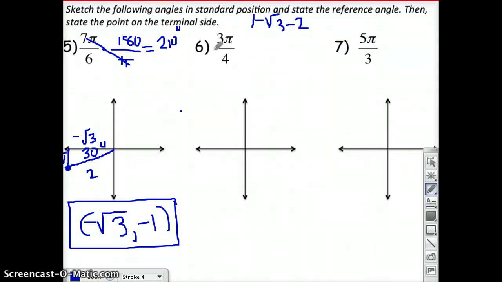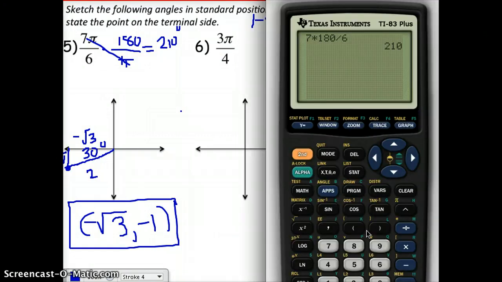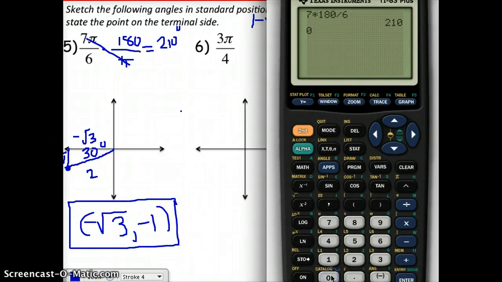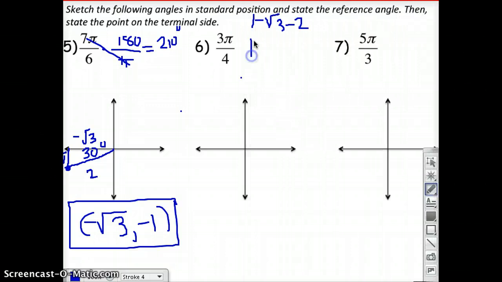Okay, why don't you try 6 and 7 on your own? You can pause it, try it, and press play when you're ready to see the answer. So convert to degrees, 3 times 180 divided by 4, 135 degrees. So that would be in quadrant 2.